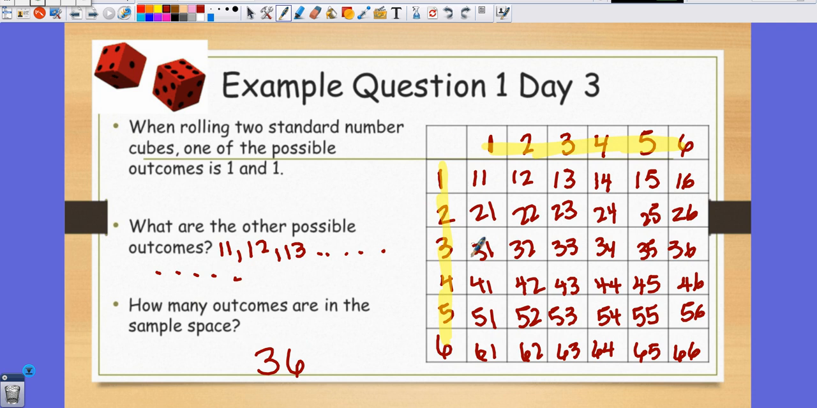Now there's another way you could have done this. You didn't have to count 1 by 1. You know you have 6 on this side and 6 on this side. So you could do 6 by 6, which is 36. Okay?